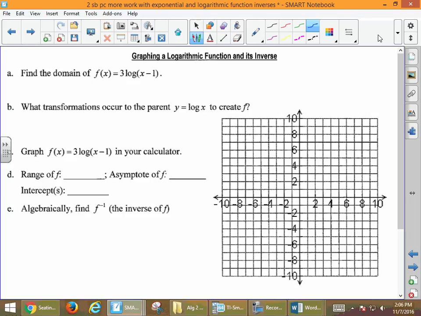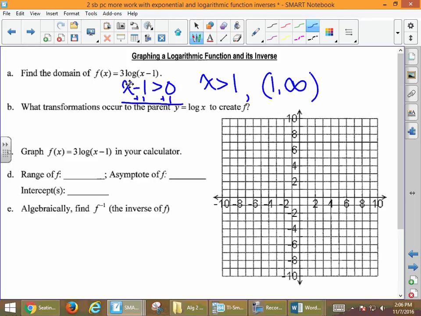So what we're going to do is take this value here of x minus 1, and we're going to set it greater than 0. We can add 1 to both sides. And when we do, we're going to get x is greater than 1, which is our domain. And if we write this in interval notation, that's the same thing as 1 to infinity. One more time.